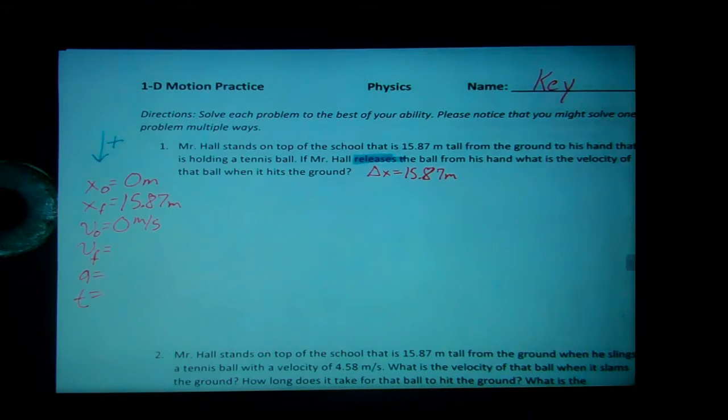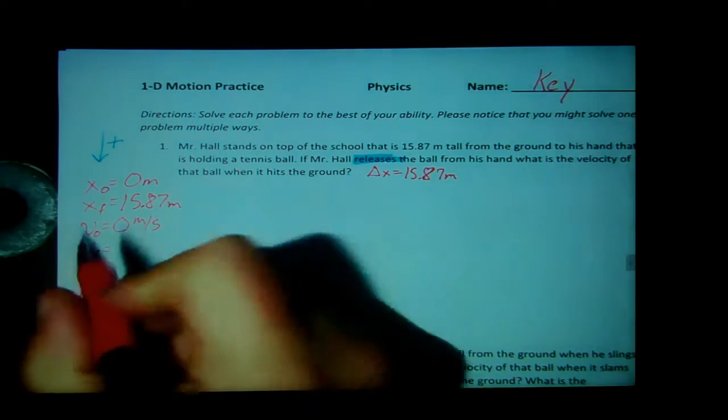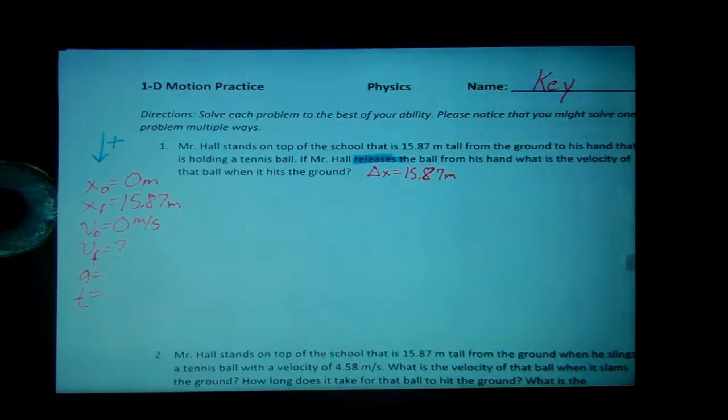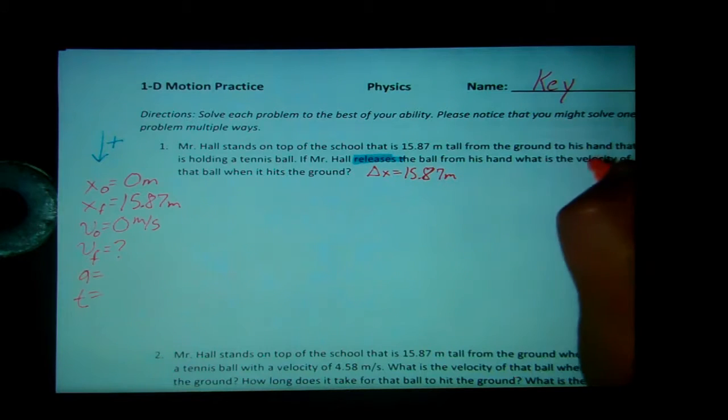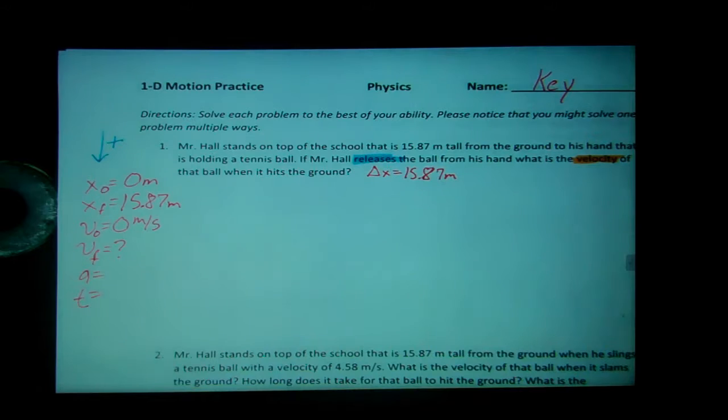Now, final velocity, I do not know. How do I know that I do not know? It's because the question asks, what is the velocity of the ball when it hits the ground? So that is my final velocity that I'm trying to find.